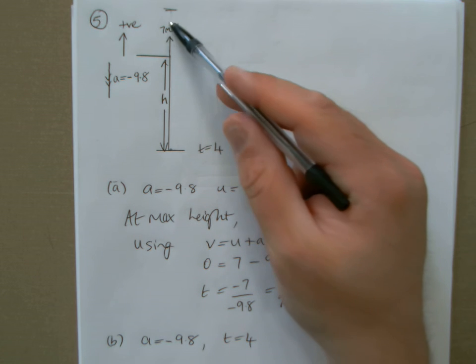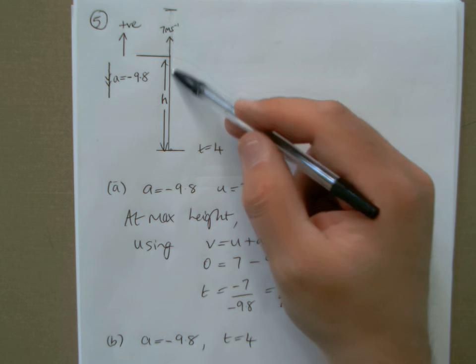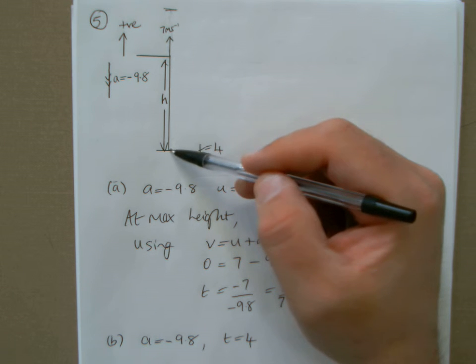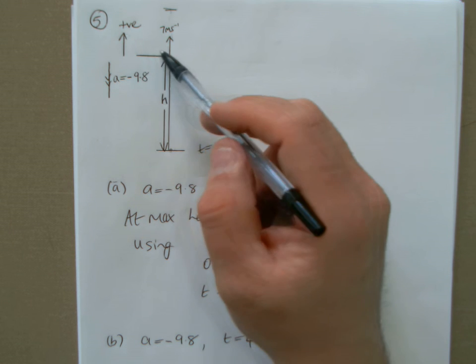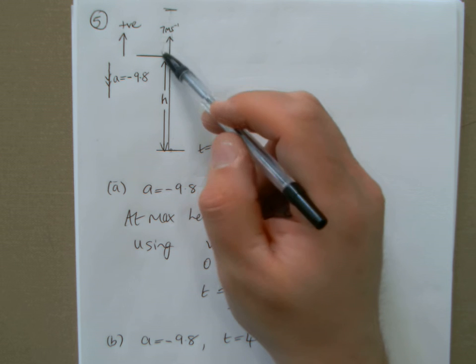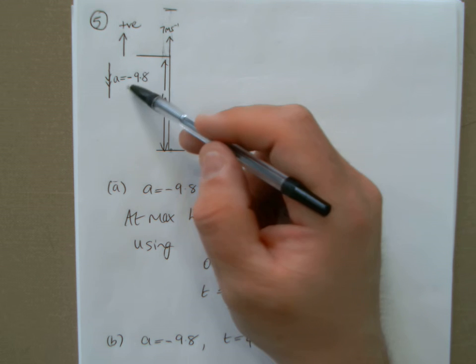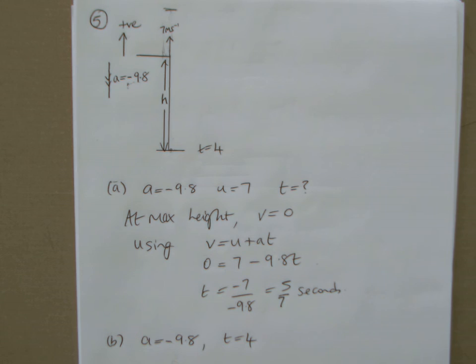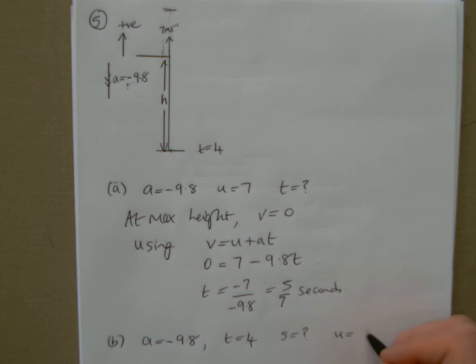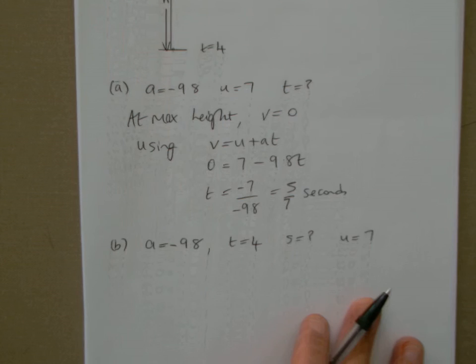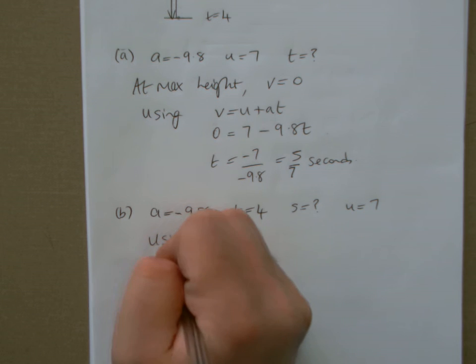So when it hits its peak, when it hits its max, it then falls down, and it takes 4 seconds for it to get to the bottom of the cliff. Now, as I said, because we take upwards as positive, the direction it was projected in, acceleration opposes that, so it's minus 9.8, and it stays minus 9.8 throughout the whole question. So we want it when t is 4. We want s, that's what we want, don't we? But we also know u to be 7.